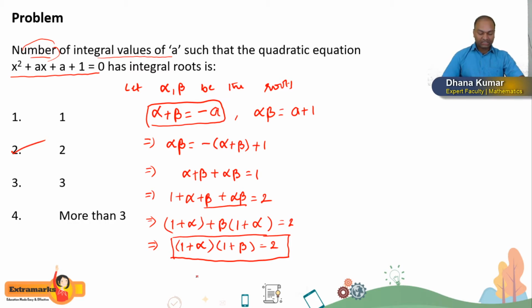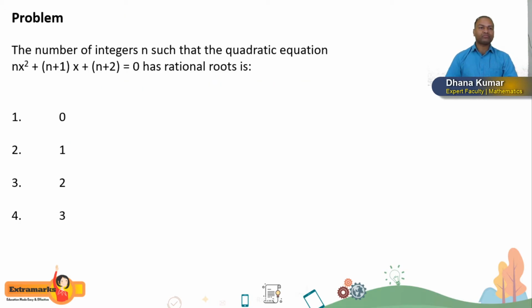Understood? Right. Let us come to the next question. Quadratic. The number of integers n such that the quadratic equation has rational roots. Question understood? The quadratic equation has rational roots. Just you observe this one. First, actually, calculate what? The n value. Using this equation, just you observe this one.